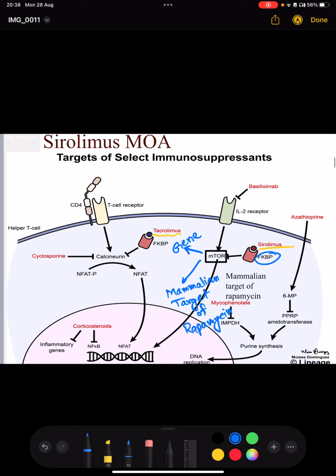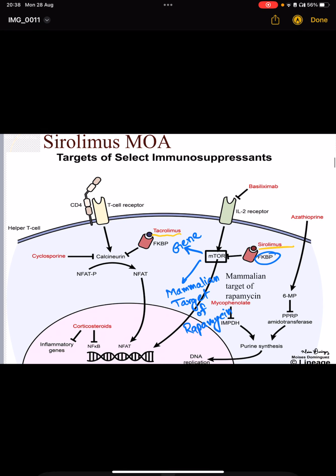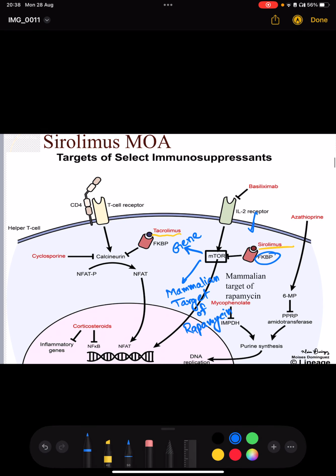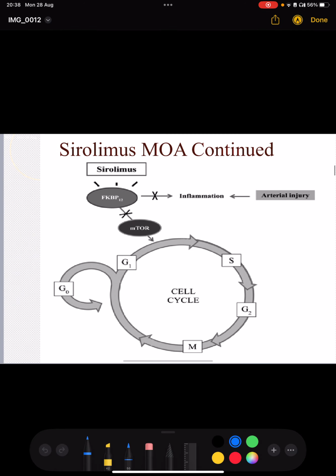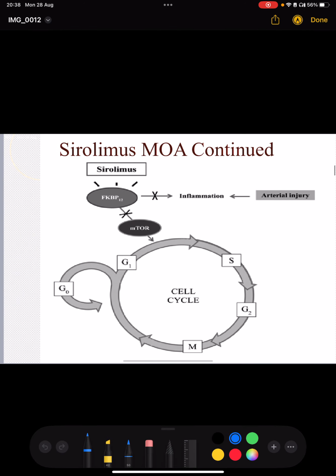It is actually a gene because it is a lipid soluble drug. It crosses the plasma membrane and enters inside and acts directly on the nucleus, so on the gene mTOR. Now, mTOR is a very important gene because it is responsible for regulating cell growth and proliferation. One of its functions is to check whether the cell is ready to proceed from G1 phase to S phase.